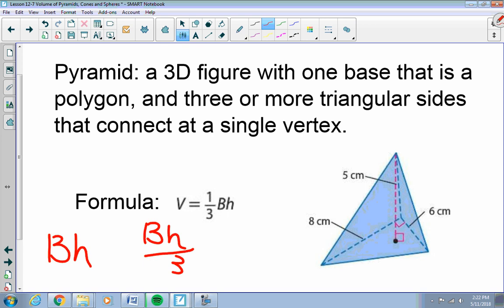Now let's think about this. So when you start to find a pyramid, what are you really finding in the beginning? You're finding a prism, right? Because base times height, the big B times the height, is the prism, right? Now dividing by 3. Now why would dividing by 3 come up with the pyramid volume?